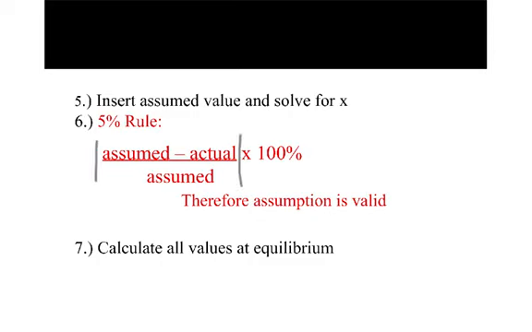Again, I'm going to put in those absolute values because it doesn't matter for plus or minus. We just want the actual numerical value here. And again, if we can't remember the word valid, that's fine. Use the word good. It just means that the math we did is okay. Number 7 is you're going to take that x value now that we've confirmed it's good and calculate all the values at equilibrium.